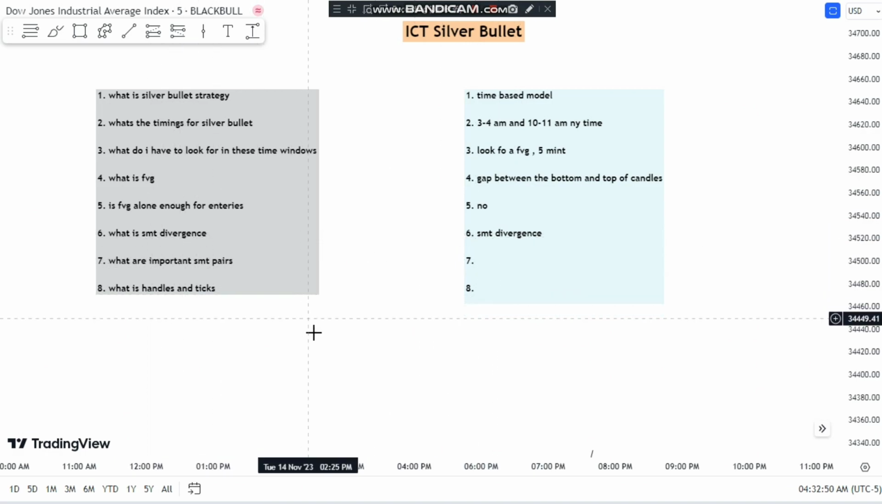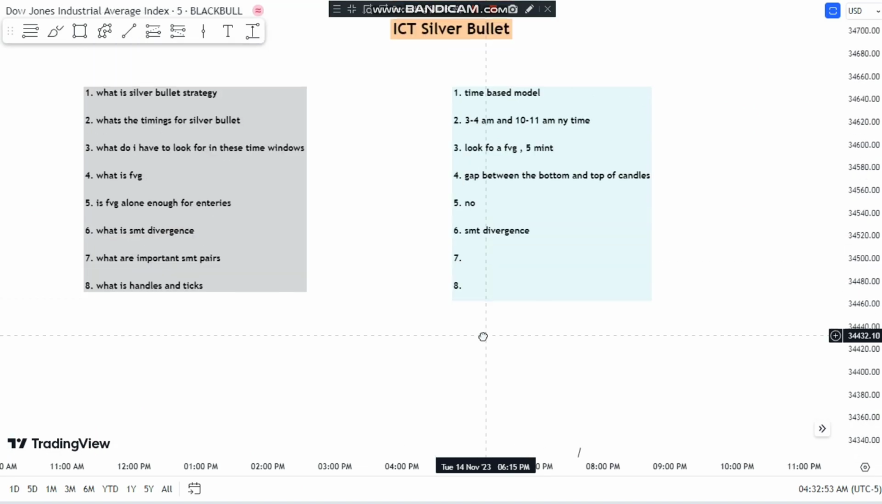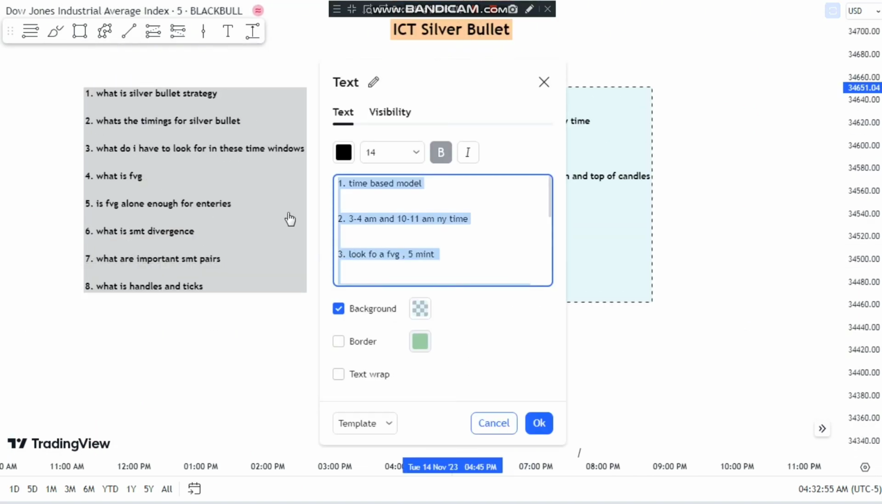Now what are the important SMT pairs? So let me write it here. The important SMT pairs, in this case we are using, are US 30 and NAS 100. Okay, we are using these two. Other SMT pairs are, you can also use NAS 100 and SPX 500. Okay, this is another pair.